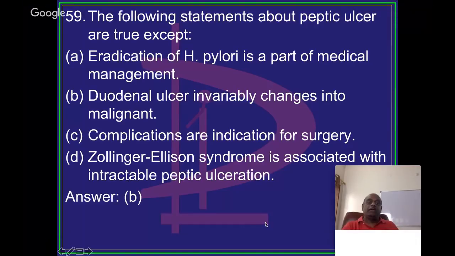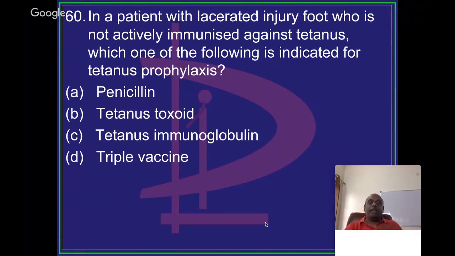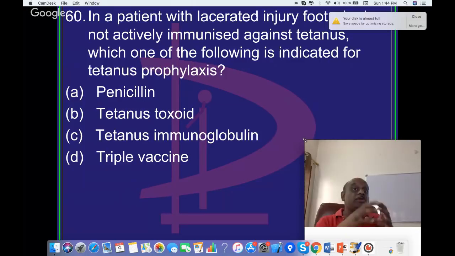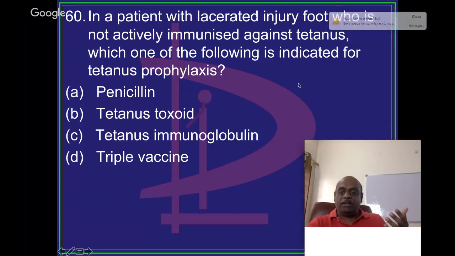Now, doc, in a patient who has got a lacerated injury of the foot, who is not actively immunized against tetanus, what is indicated as tetanus prophylaxis? Immediately, you need to provide a passive protection. That is by giving the tetanus immunoglobulin, is what you have to remember.